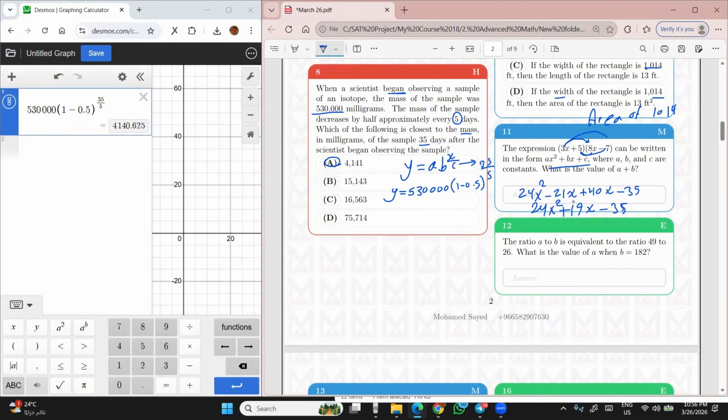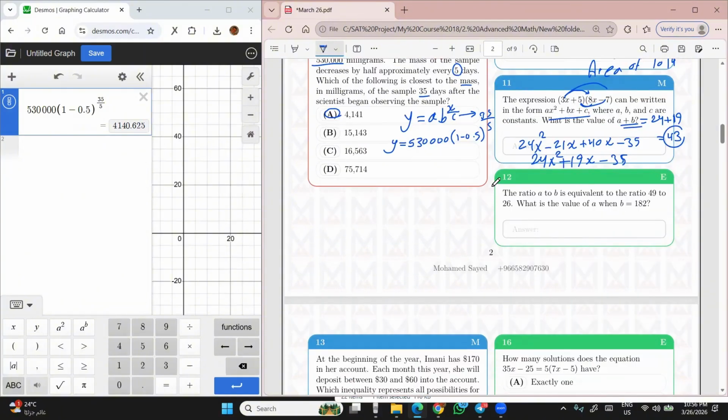You can get everything. A is the coefficient of x squared, which is 24. B is the coefficient of x, which is 90. The question says find A plus B. So A plus B is equal to 24 plus 90, which is equal to 43. This is our answer for this question.